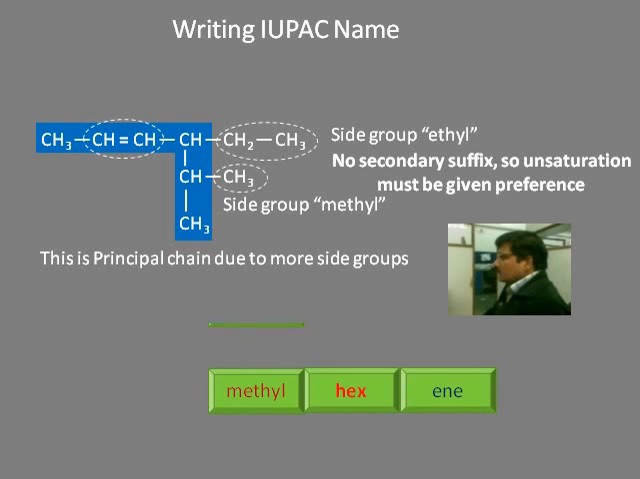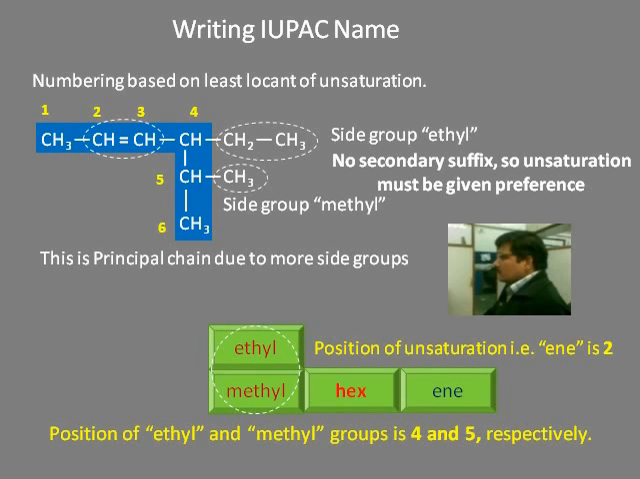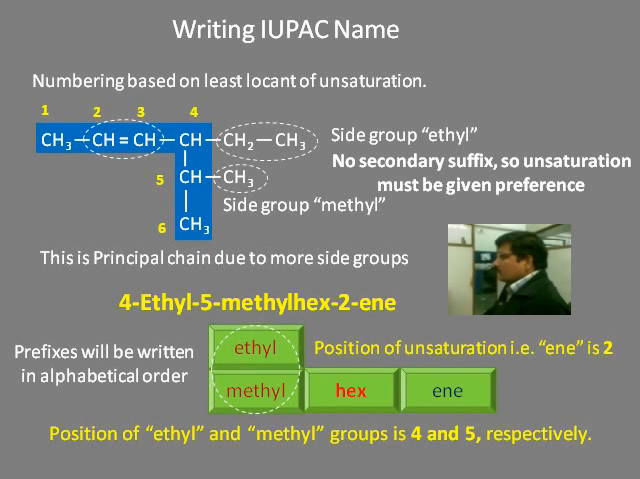Side groups are methyl and ethyl. Numbering can be done from left end. 1, 2, 3, 4, 5 and 6. This is correct numbering because this will give least position to unsaturation, which will get preference. Position of unsaturation is 2. Position of ethyl and methyl groups is 4 and 5 respectively. Prefixes will be written in alphabetical order. So it will be 4-ethyl, 5-methyl, hex-2-ene.